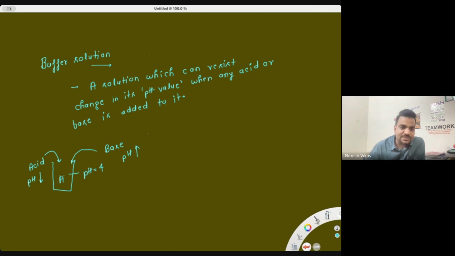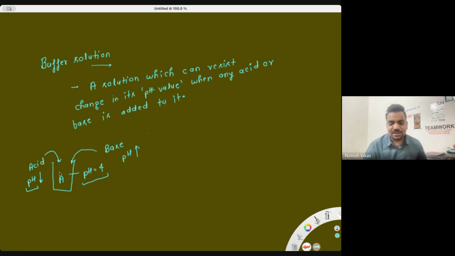But in a buffer solution, if we add external acid or external base, the pH does not change very much. To say that pH is not changing at all would be wrong. pH does change, but it will not change drastically. But if we have a solution which is not a buffer, and we add any acid or base to it, then pH will change drastically.